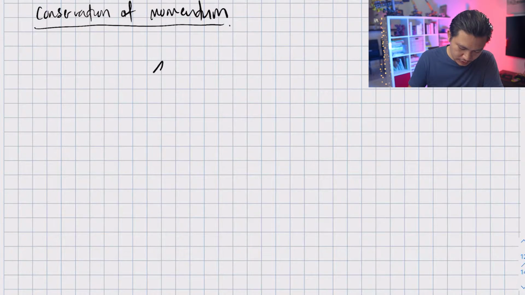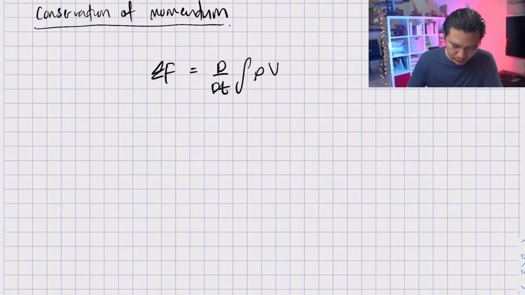Hello everyone, Dr. Hasbullah here, and in this video, we are going to be looking at the momentum equation. We have learned before that conservation of momentum says that the summation of force is equal to the rate of change of the momentum inside a system, and it looks something like this. Summation of force is equal to d over dt of the integration of rho V dV over a system.